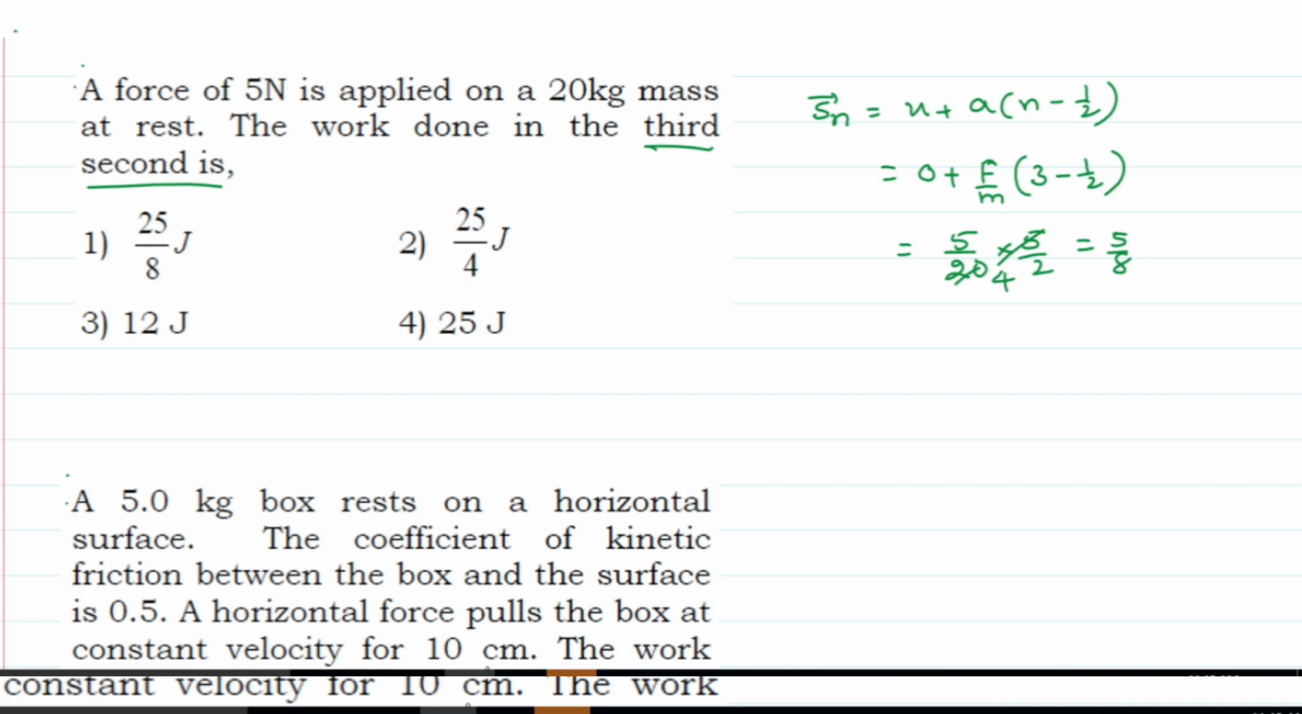Now they are asking for the work done, which is equal to F vector dot S vector. If the angle is not given, you take theta as 0. So work done is F into Sn, the displacement covered in the nth second. The force value is 5 into 5 by 8, which gives 25 by 8 joules. So this will be the correct answer.